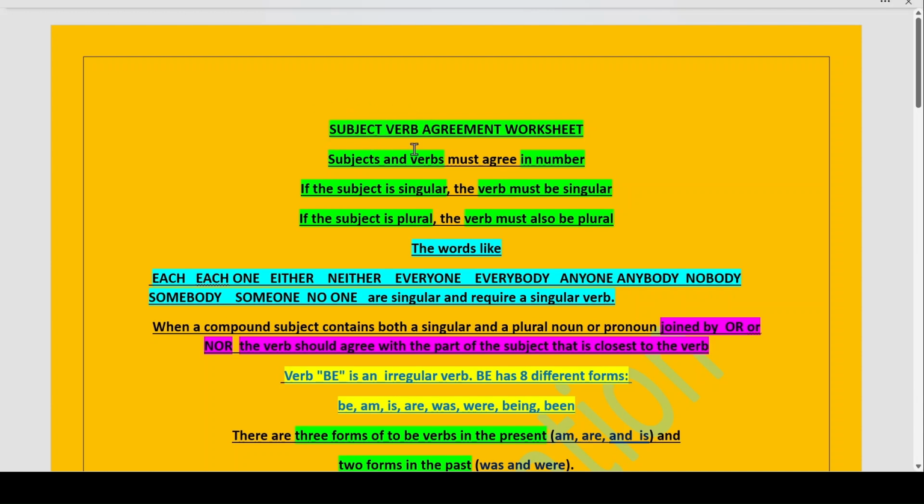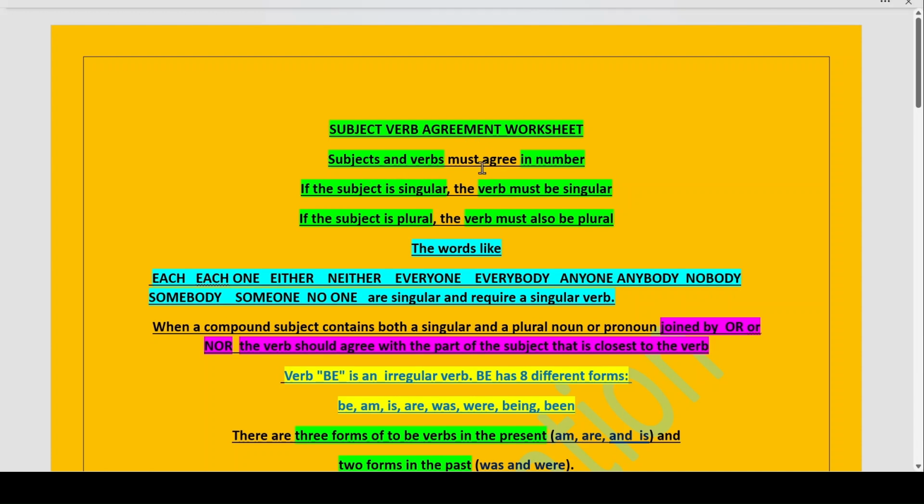A subject is that part of the sentence which tells us about whom or what we are talking about in the sentence. And a verb is an action word which shows us what action is being done by the subject in the sentence. Now, understanding subject and verb, let us understand how they function, the subject and the verb in a sentence.